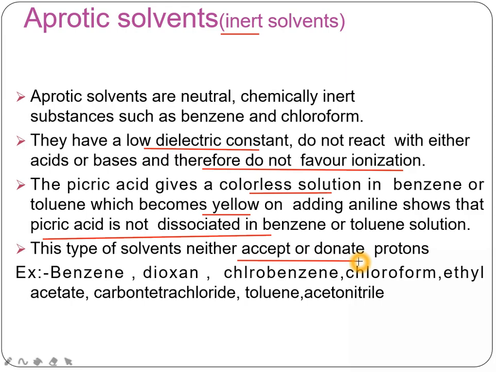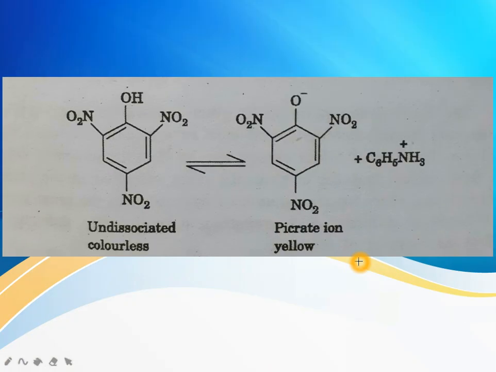So we can see the reactions of picric acid. Here is the reaction: the undissociated form of picric acid, and the dissociation of picric acid alone in benzene or toluene. Benzene and toluene are examples of aprotic solvents. They have no effect on proton acceptance or proton donation, so picric acid remains undissociated in benzene and toluene and they have a colorless solution.